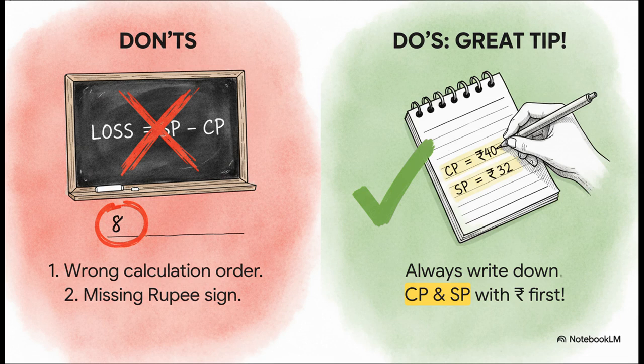Before we wrap up, let's quickly talk about a couple of little traps people sometimes fall into. The number one mistake is just mixing up the formulas, like subtracting the wrong way for a loss. Another one is just forgetting to write the rupee sign. So here's my pro tip. Always write down your CP and SP with the rupee sign before you do anything else. It's a tiny habit that makes a big difference.